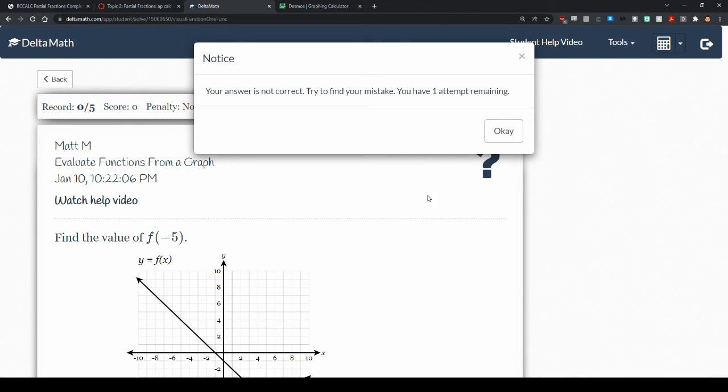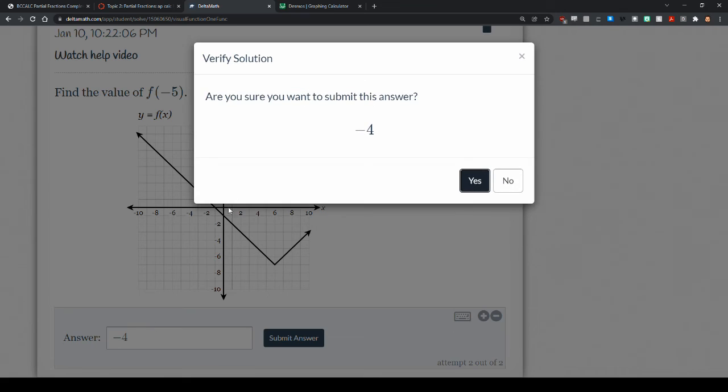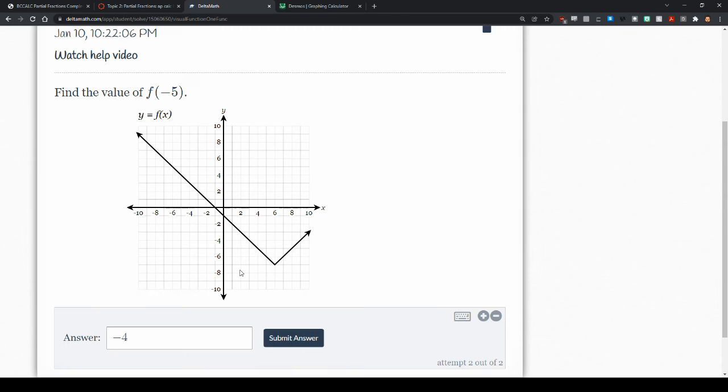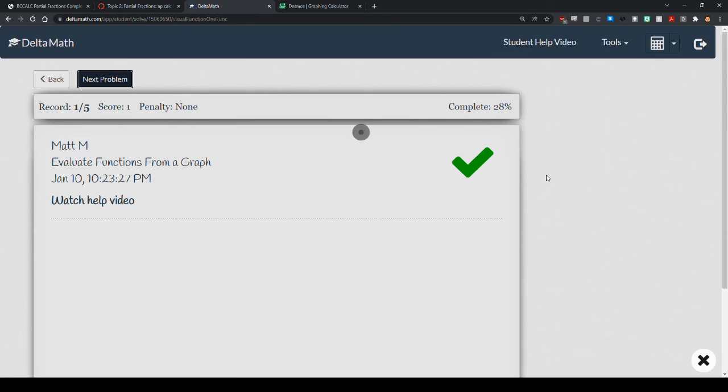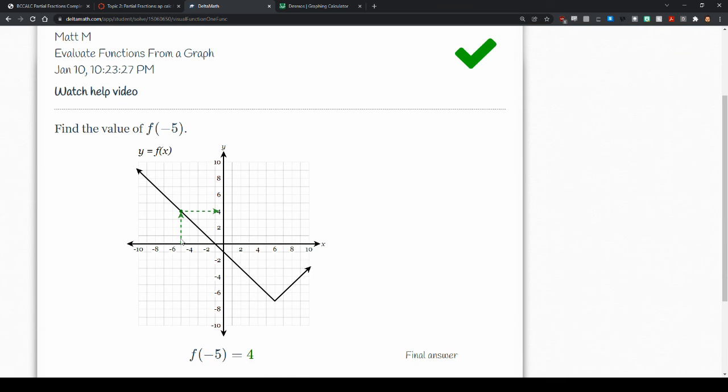Oh, positive 4. Why did I do that? I put the negative in there. Oops. Backspace. Negative 5, 4. There we go. Huzzah. Hey, look, just like we drew it. f of negative 5 equals 4. Beautiful.